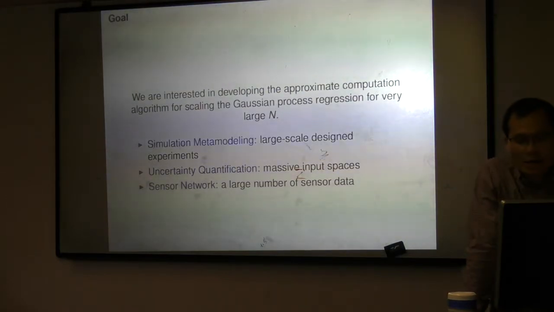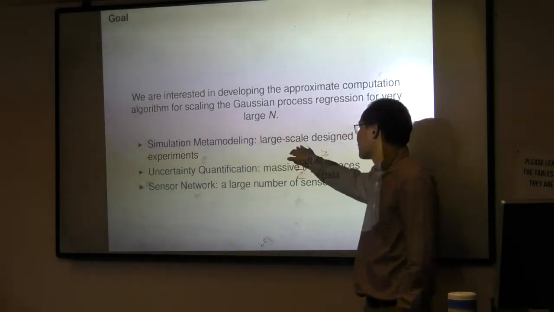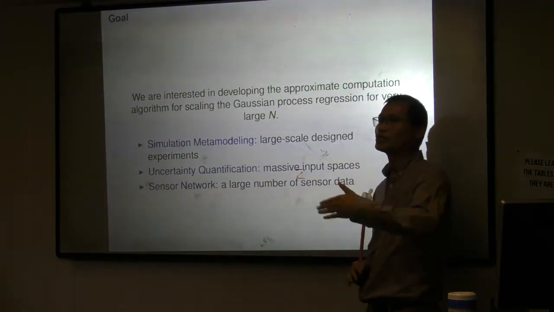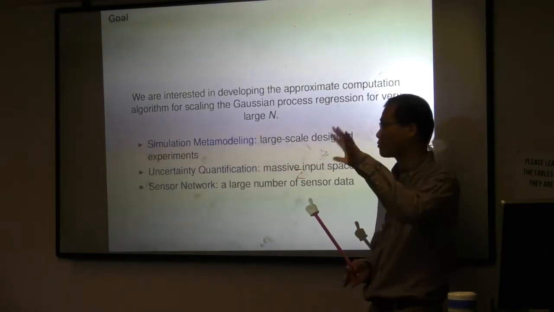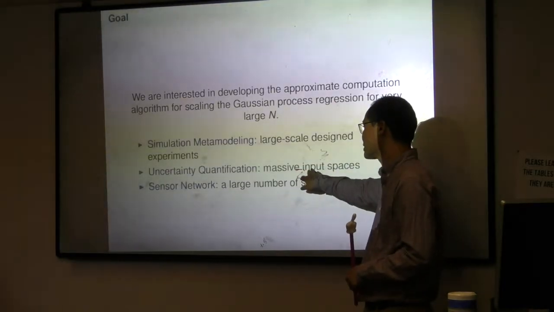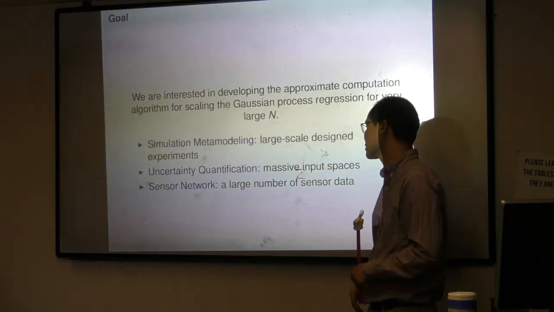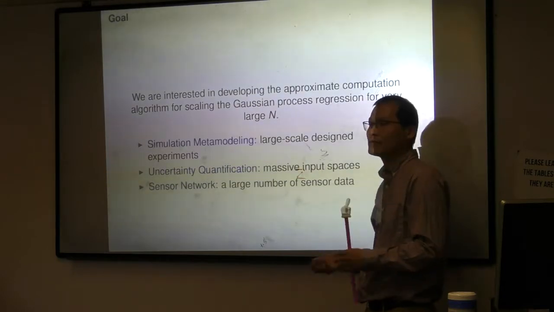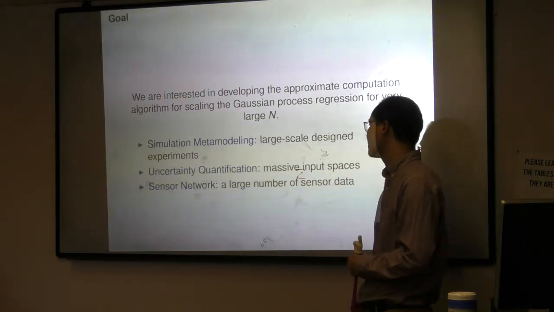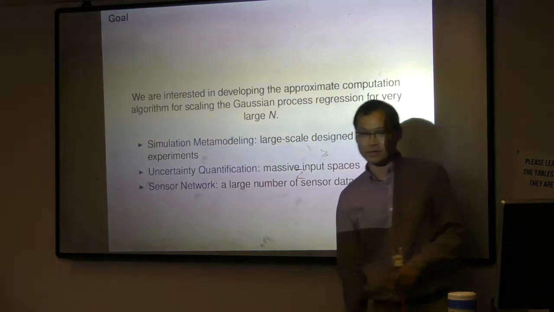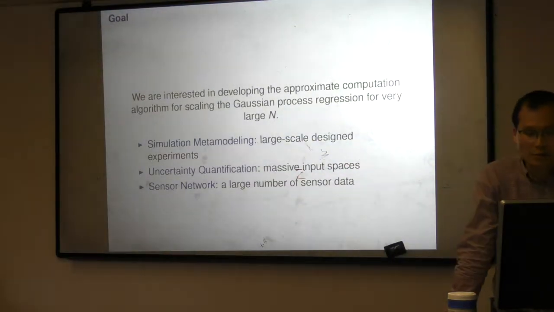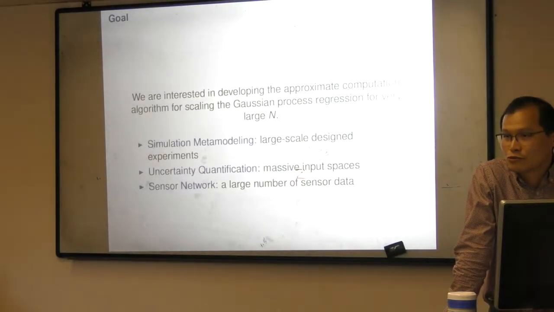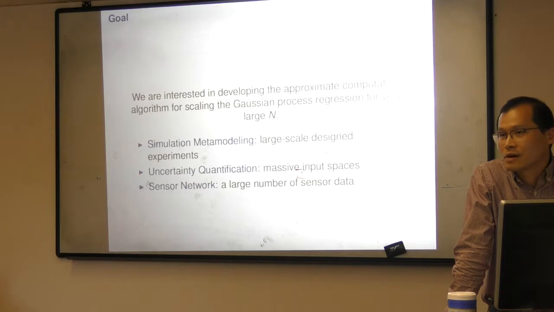Typically in simulation metamodeling, we have a large-scale design of experiments, pushing out many data sets, and we need to interpolate. Uncertainty quantification is the same, in line with simulation metamodeling: how we quantify the uncertainty in the simulation output combined with very few experimental inputs. And with sensor networks these days, the number of distributed sensors is really large, so how do you interpolate for useful predictions at unobserved locations? That's interesting.